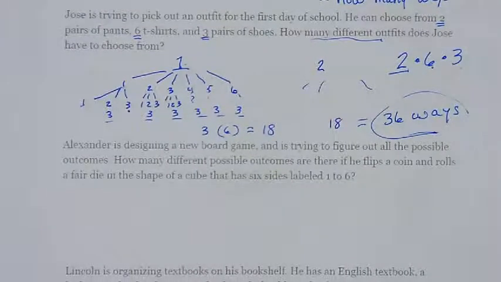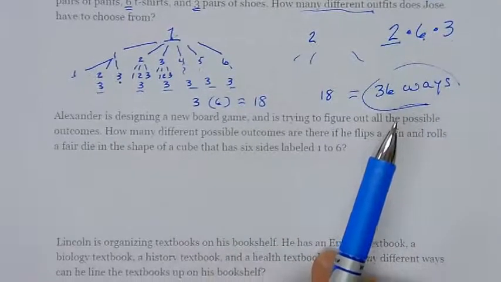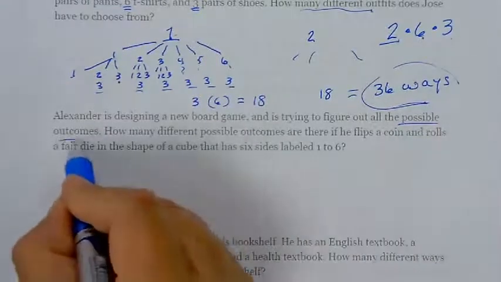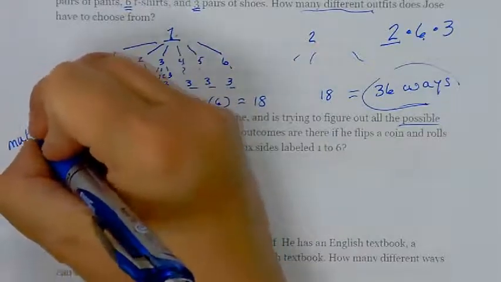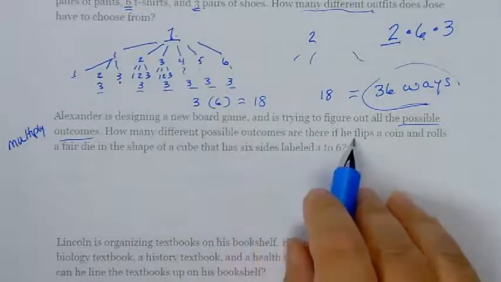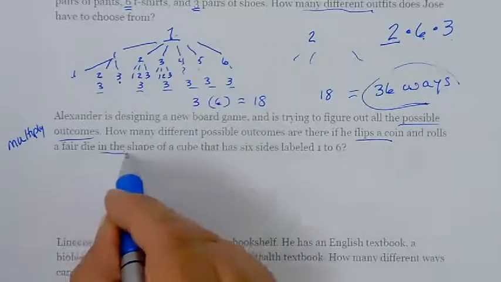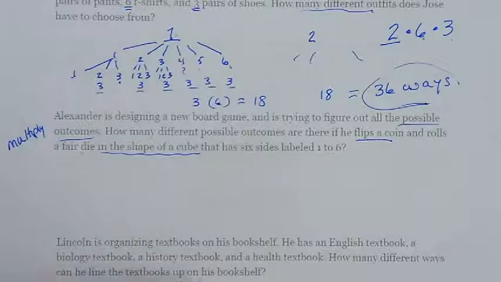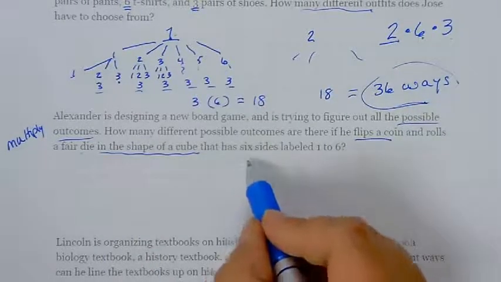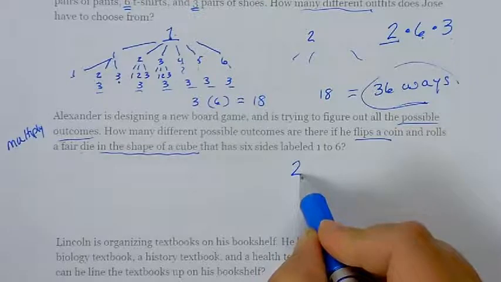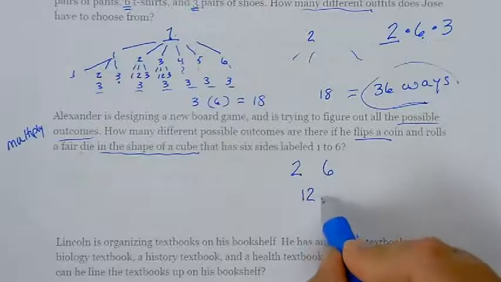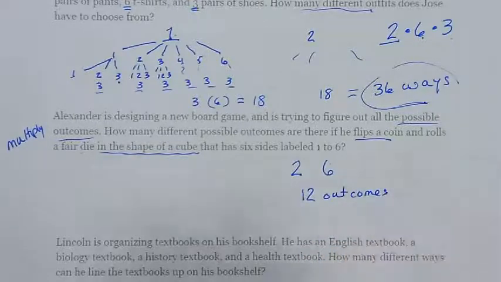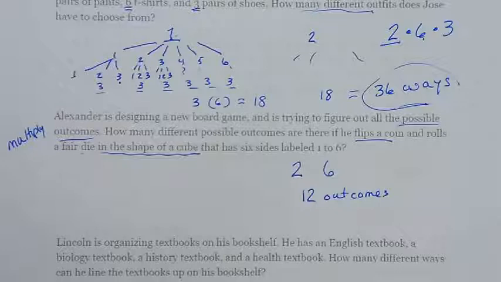So it says he's designing a board game and trying to figure out all the possible outcomes. So when I see possible outcomes, I know that I've got the counting principle going on here. I'm going to multiply. How many different possible outcomes are there if he flips a coin and rolls a fair dice in the shape of a cube? So let's think about this. If he flips a coin, he has 2 ways to do that. If he rolls a dice that has 6 sides, there are 6 ways to do that. So there must be 12 different outcomes of flipping a coin and rolling a fair die.